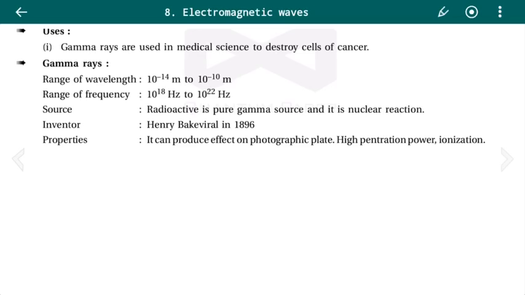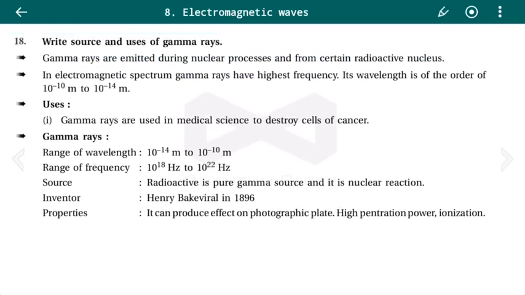Inventor: Henry Becquerel in 1896 is the inventor of gamma rays. Properties: it can produce effect on photographic plate, high penetration power and ionization. So these are some of the properties of the gamma rays. So students, you may note down this theory.